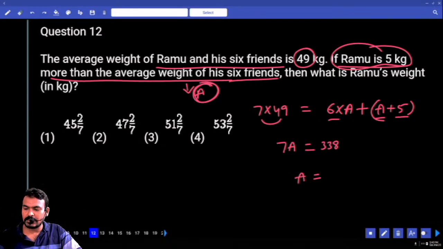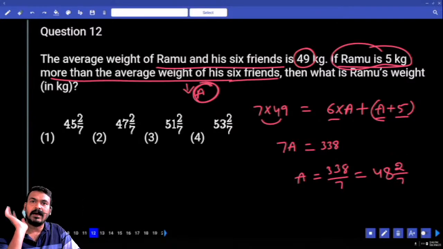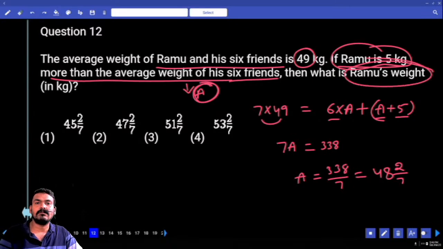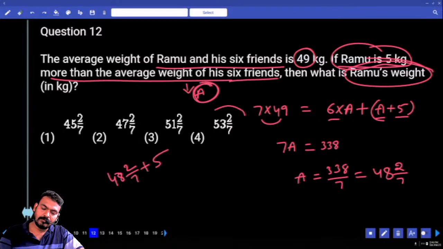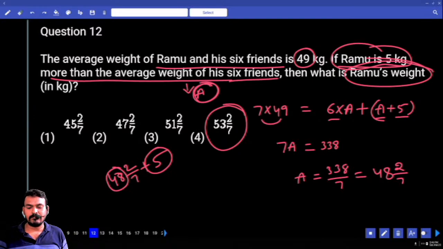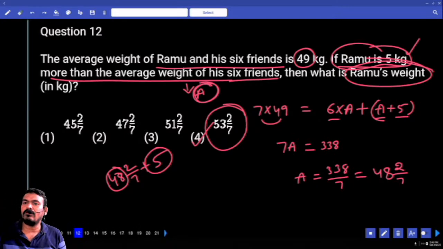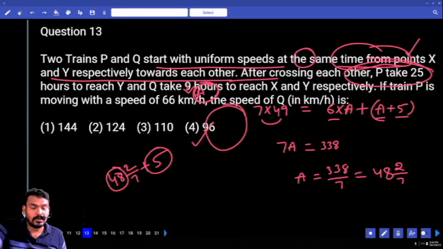Then A equals how much? 338 by 7. 7 how many times? 4 times. What is the remaining? 58. How many times? 8 times. What is the remaining? 2 by 7. It is only the A value. What is the question here? Ramu's weight. How many kgs are adding? 5 kgs. 48 2 by 7 plus 5. What is the answer? 53 2 by 7. Just the integers are added. 48 plus 5 is 53, so 53 2 by 7. Because we required Ramu, which means A plus 5, not only A. Next, question number 13.